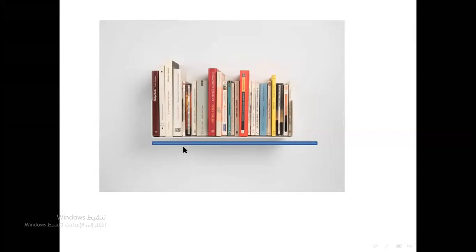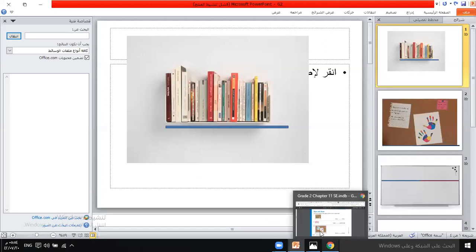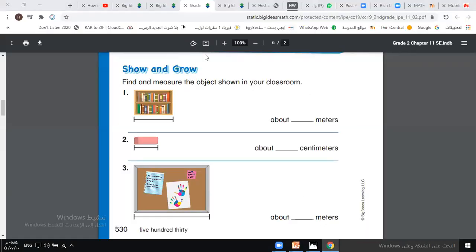Now, how many meter sticks here? How many meters? It's about 1 meter. It's not exactly 1 meter, but it's close to 1 meter. So let's write 1. Grade 2, let's write here 1 meter. So the length of the shelf is measured by meters, not centimeters. Why meters? Because it's long. The long objects are measured by meters and the short objects by centimeters.